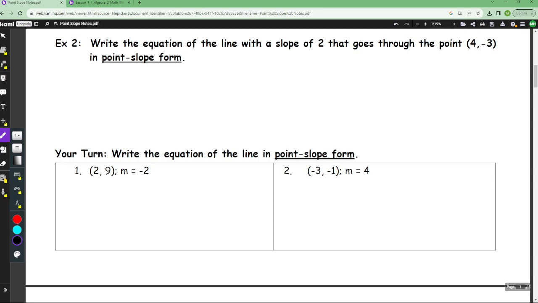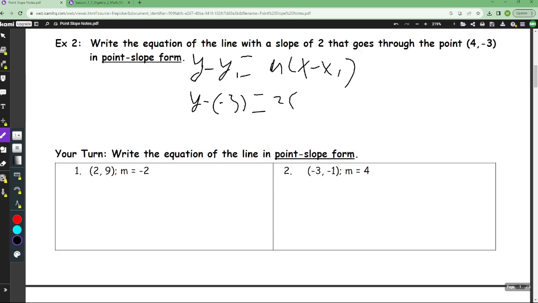So now we have a slope of 2 that goes to the point (4, -3), and we want to write that in point-slope form. So our example would be, we know that it's y minus y1 equals m times the quantity of x minus x1. So we can go ahead and plug in some numbers. Y minus negative 3, because that's our y value, equals 2 times x minus 4.